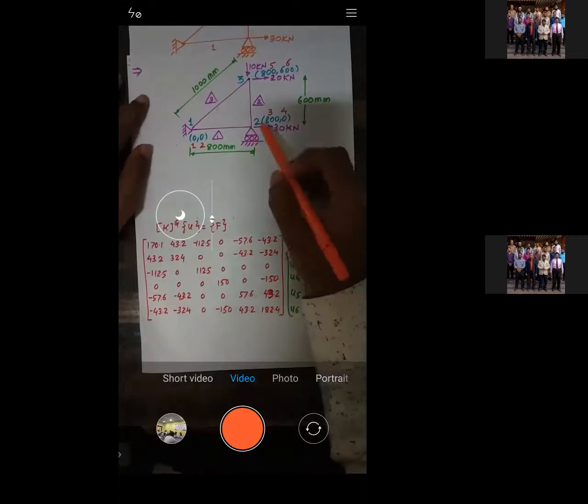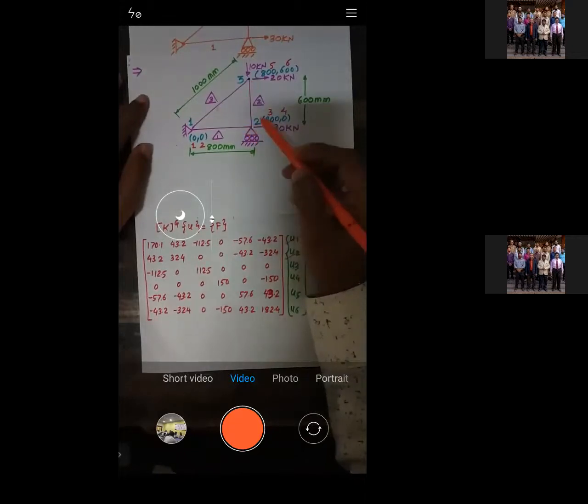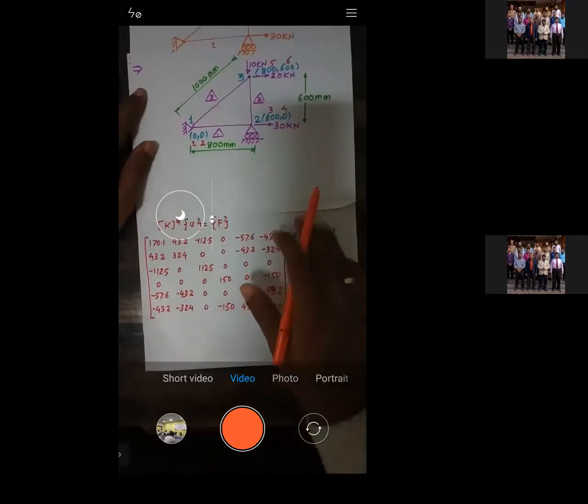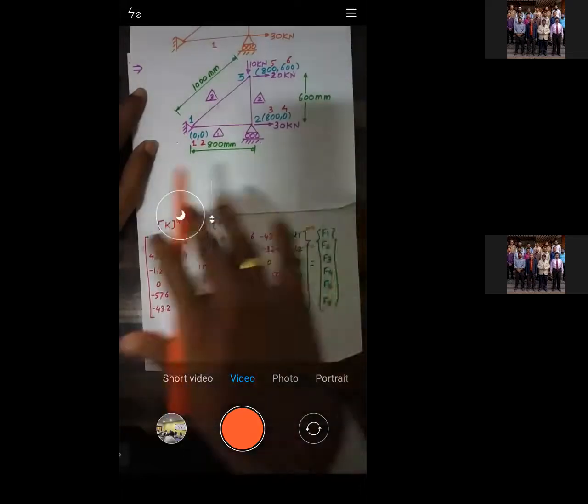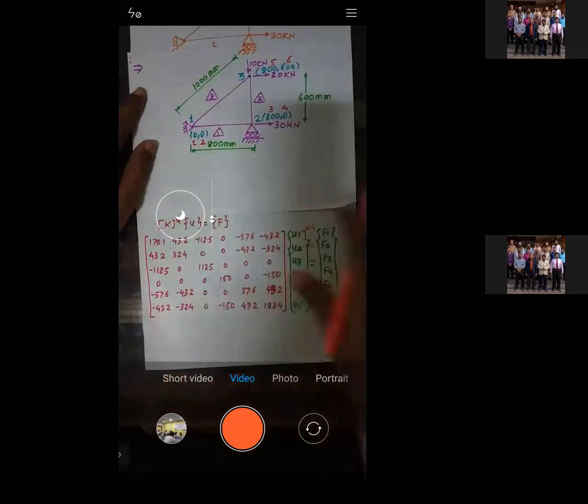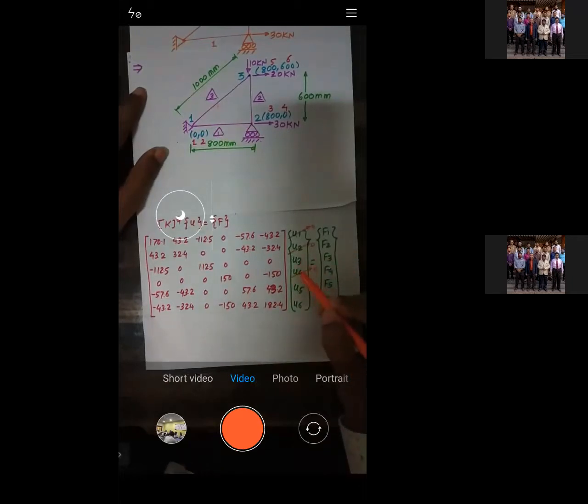Now let us see node 2. Node 2 is a roller, which can move in the X direction, but it can't move in the Y direction. So I will make U4 as 0. U3 and U4 are the displacements at node 2, but U3 is in X and U4 is in Y. The roller can't move in the Y direction, that's why U4 is 0.